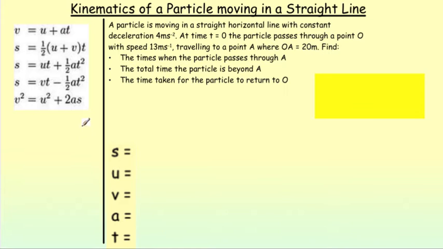Okay, so a particle is moving in a straight horizontal line with constant deceleration 4 meters per second squared. At time t equals 0, the particle passes through a point O with speed 13 meters per second, traveling to a point A where OA is 20 meters. And we're asked to find the times when the particle passes through A. So notice there it says the times when the particle passes through A. The total time the particle is beyond A, and the time taken for the particle to return to the point O.